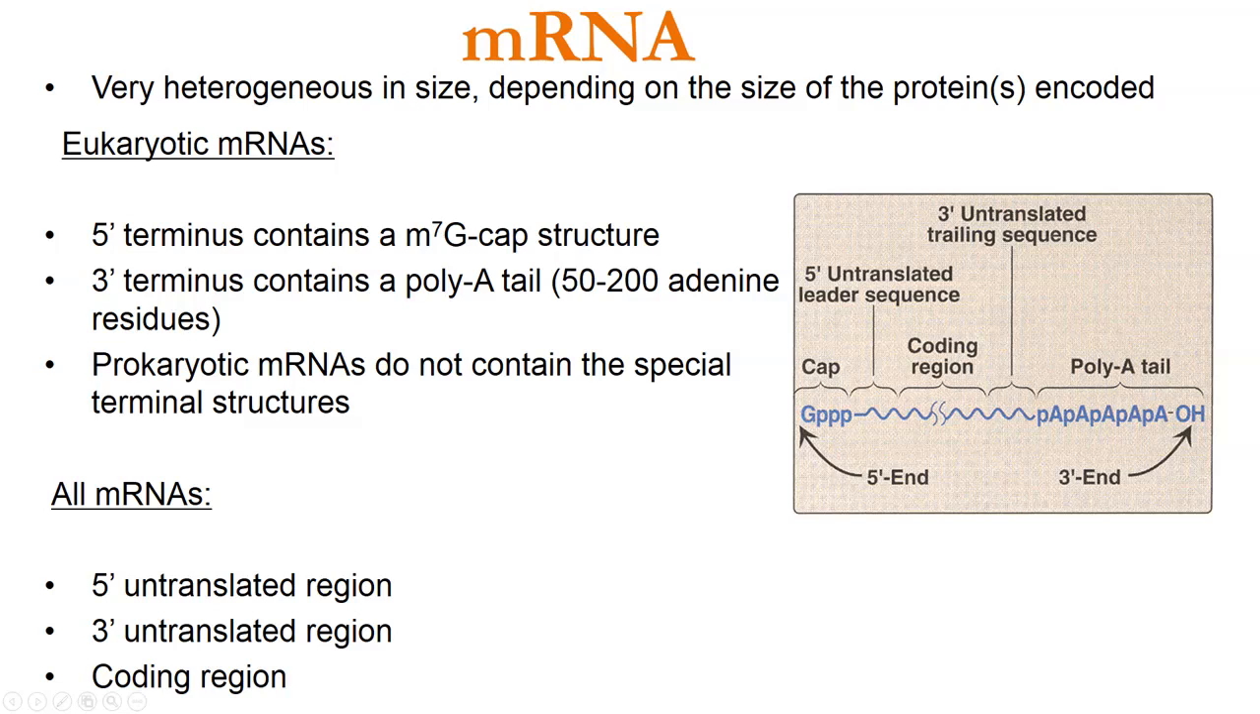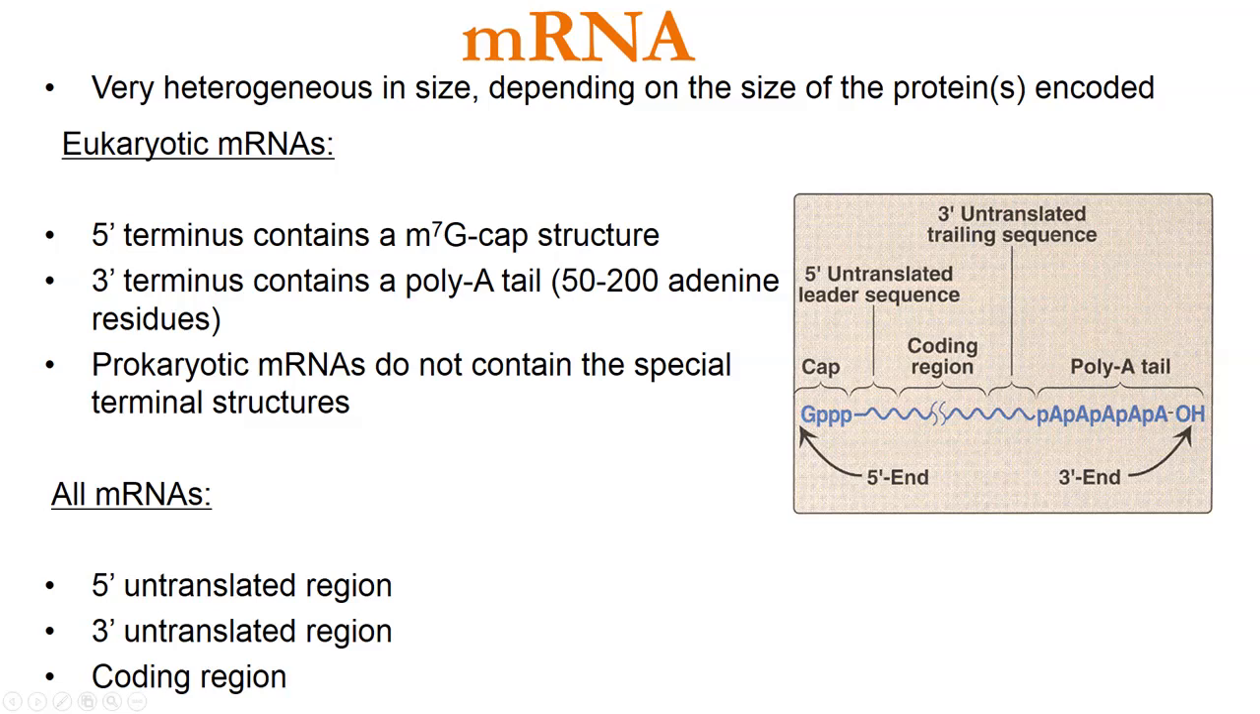There are some special structures you will see on eukaryotic messenger RNAs. Now, all messenger RNAs, we'll start with this bottom part. All messenger RNAs have an untranslated region on both sides, and then there's a coding region in the middle. The coding region actually encodes the protein. And those untranslated regions are actually important for translation, which I will get to later this week, and I'll show you what those untranslated regions do. They absolutely have to be there, but they're not translated themselves.